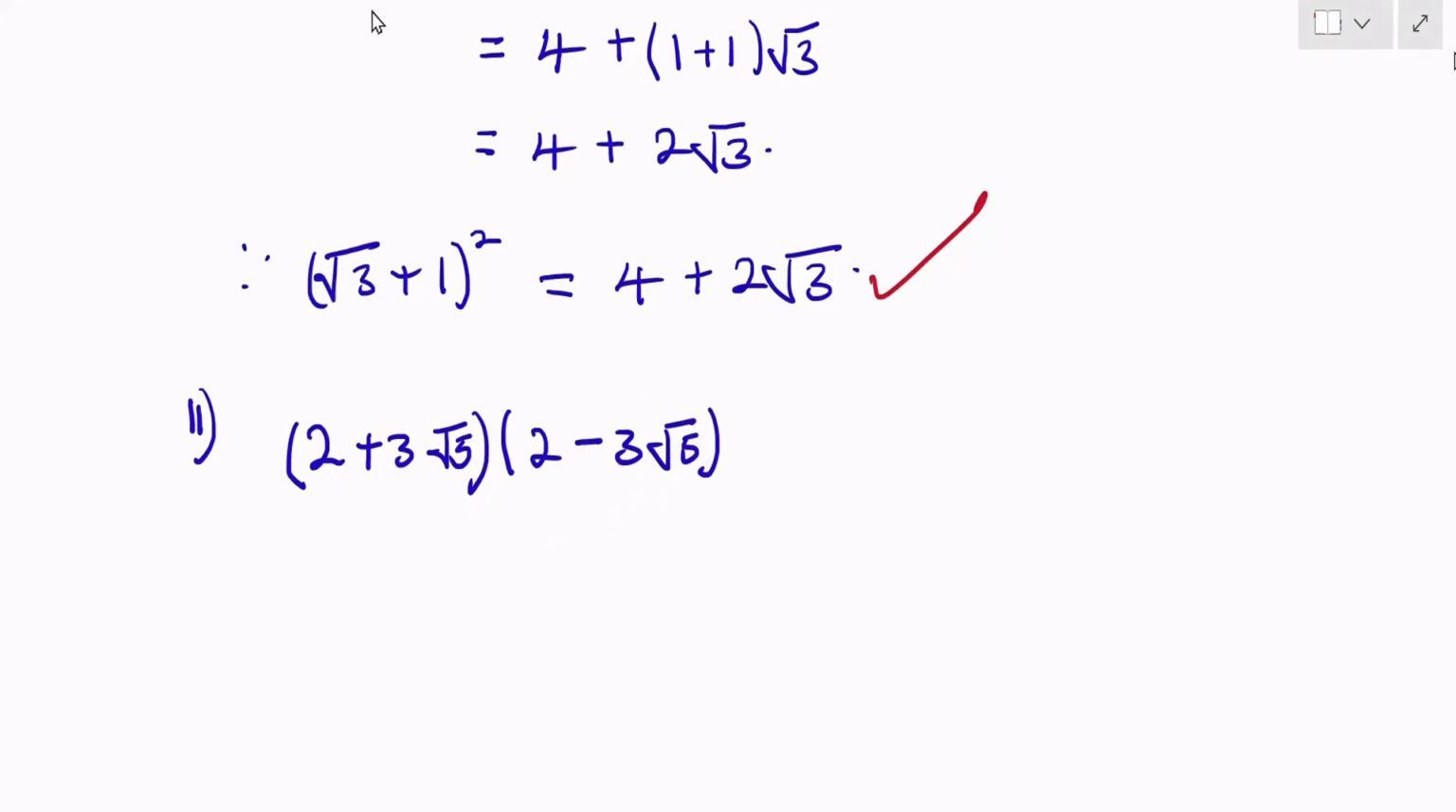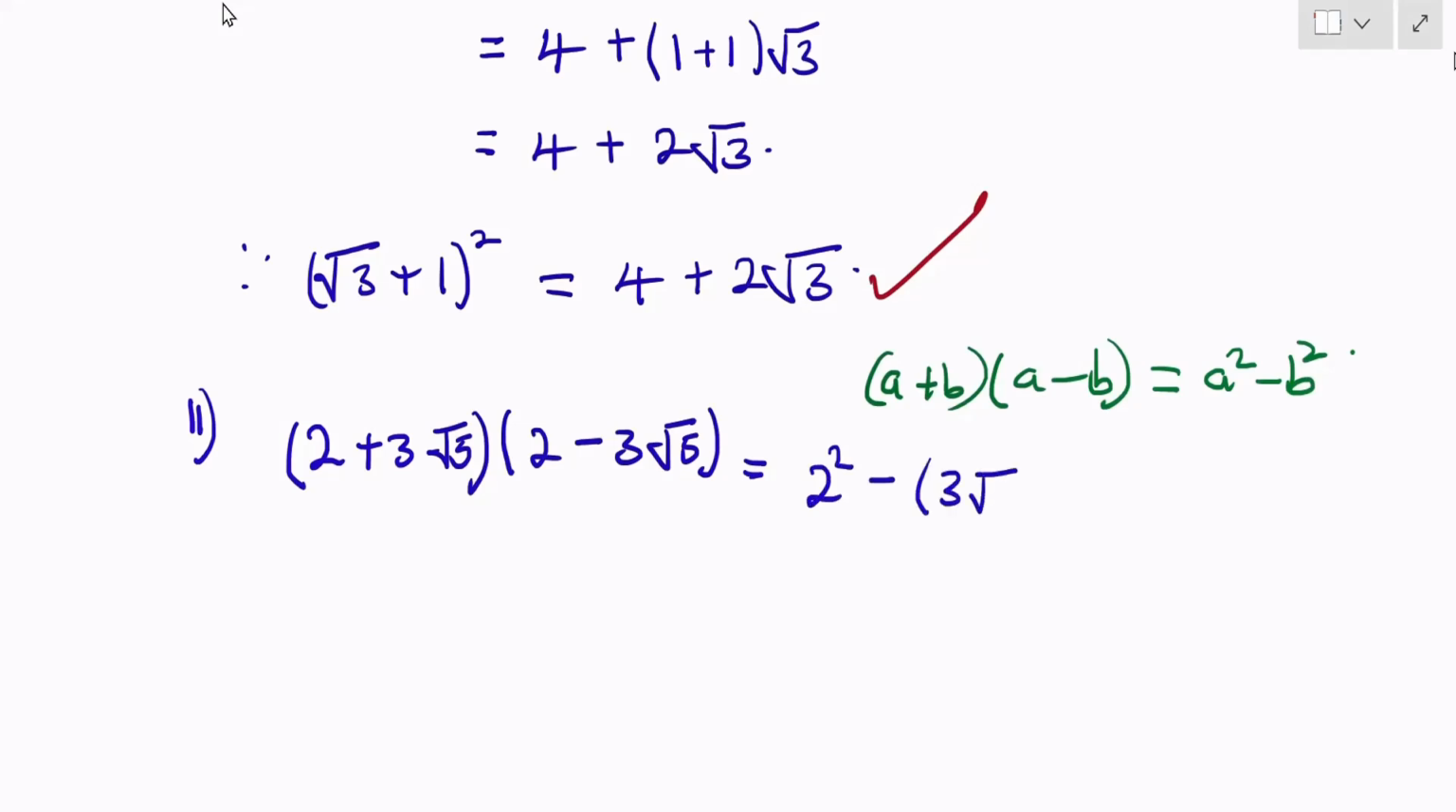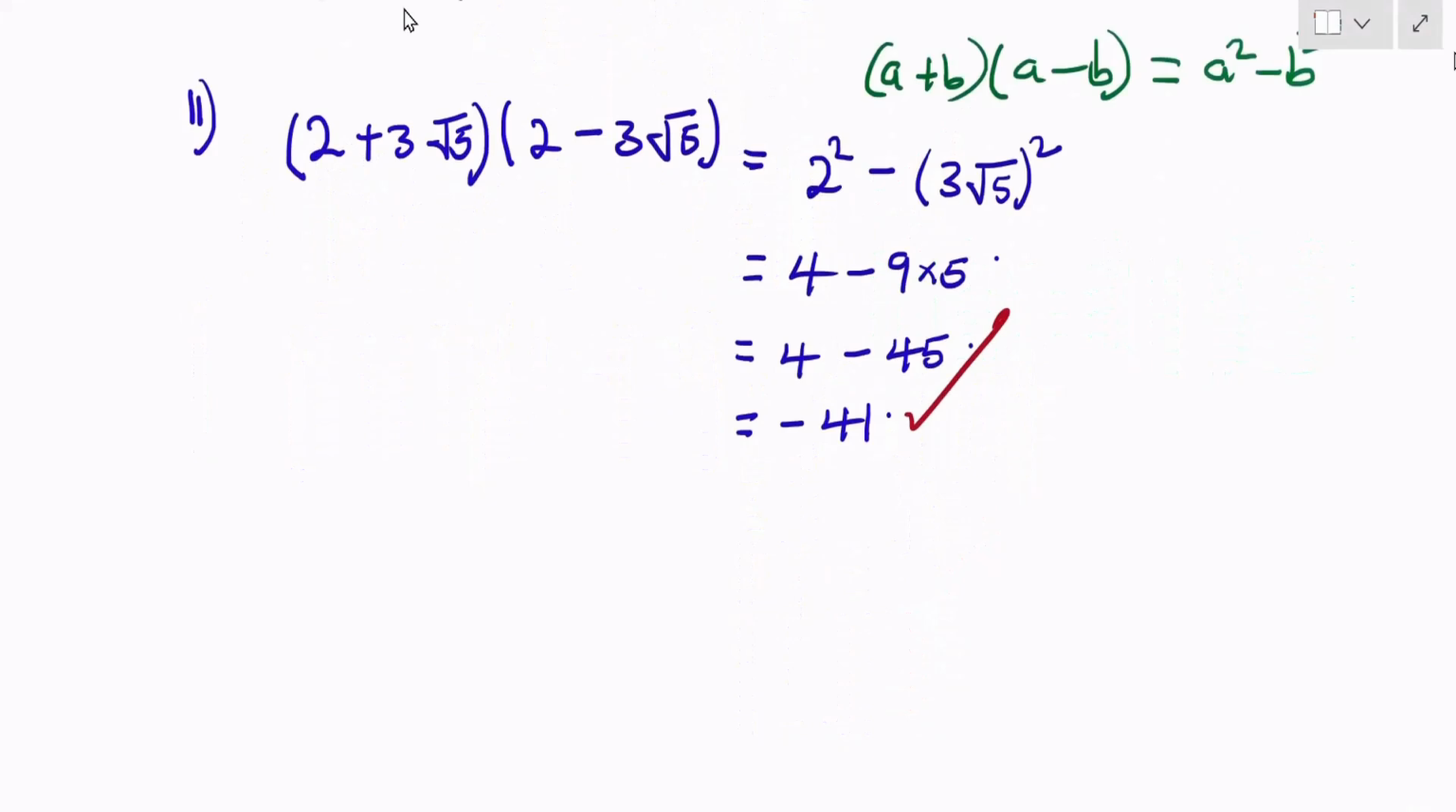It is in the form of a plus b into a minus b, which is the same as a squared minus b squared, implying that if we treat it like that, simply we have realized that this is the difference of two squares. It's going to be the same as having 2 squared minus the 3 root 5 but squared. This is the same as having 4 minus, 3 squared is 9, then root of 5 squared is 5. So we have multiplied by 5, so that we have 4 minus 45, giving us our answer as negative 41. This becomes our answer.